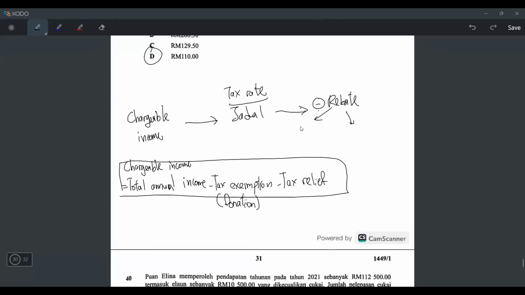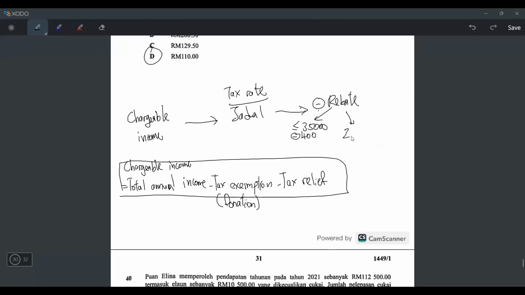The first jenis of rebate is if your chargeable income is less than atau sama dengan... I forgot already this one. I think it's 35,000. I think it's rebate 400 if it's less than or sama dengan 35,000. Let me just check quickly with the book, because I don't want to say the wrong things here. So, yes. If your chargeable income does not exceed 35,000, then there will be a discount ataupun rebate 400. Only if your chargeable income is less than ataupun sama dengan 35,000.